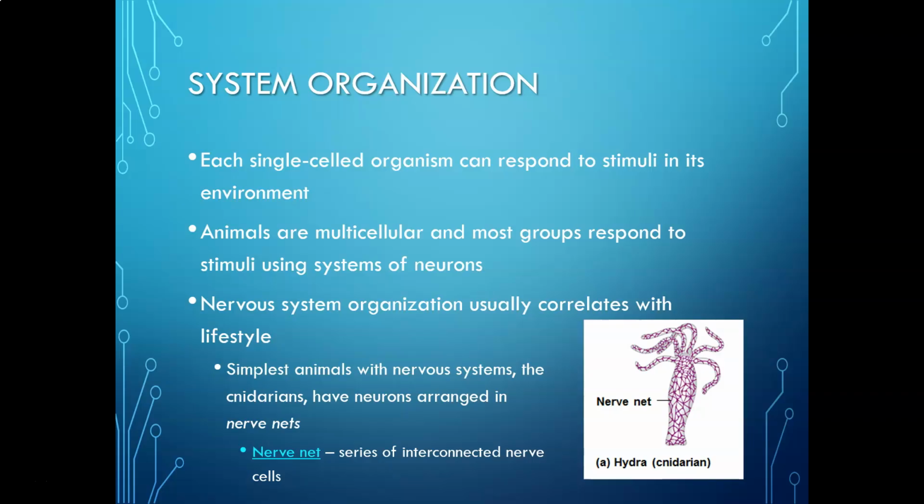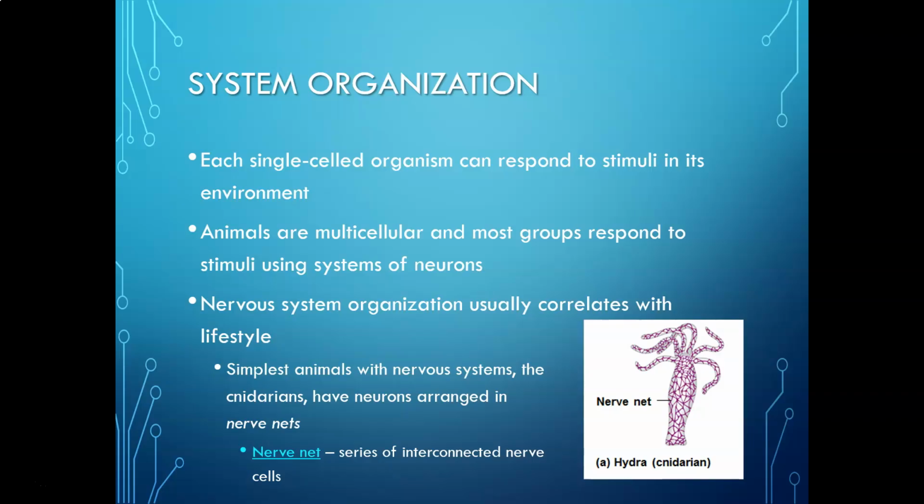So when we look at multicellular organisms, most of these animals are responding to that stimuli using a system of neurons. So the nervous system's organization usually correlates to the lifestyle of that organism. The more simplistic the organism, more often than not, the more simplistic their nervous system. So if we look at something as simple as the hydra here, these are little cnidarians. They're, I'd say, a few centimeters at most tall. These are little aquatic organisms.